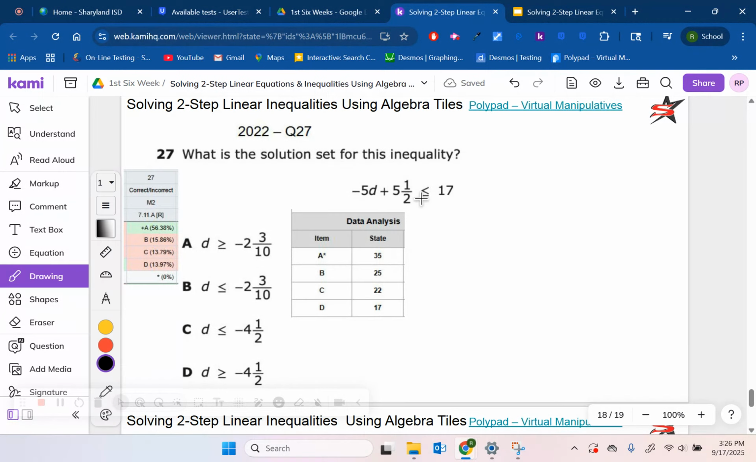What happens here is if we use the tiles, we can already guarantee that we have the negative 5D, and over here I got the less than or equal to symbol. At some point I'll have 5D, and then I'll have this as a greater than symbol. So I can already eliminate B and C.